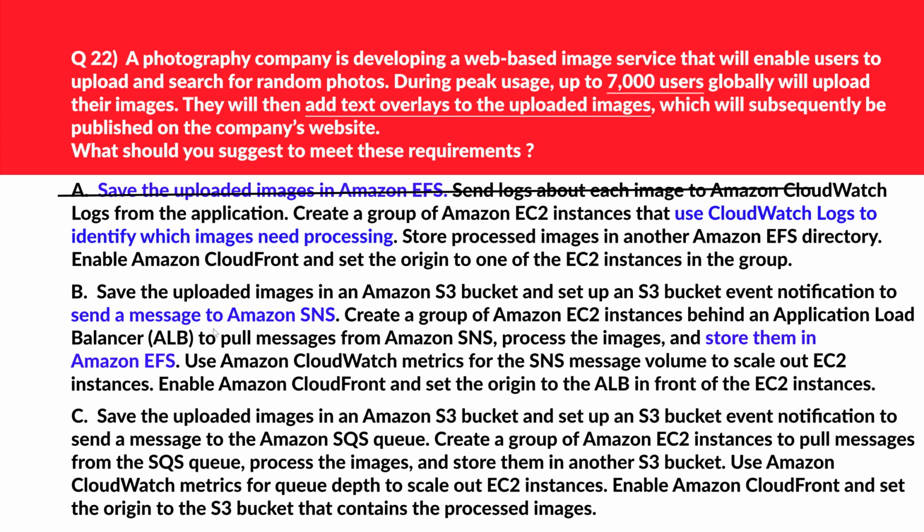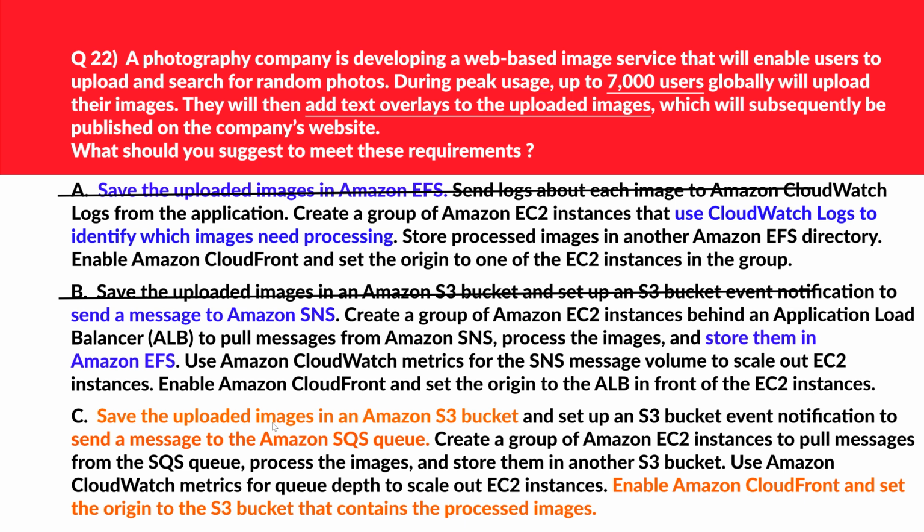Let's move to option B. Option B says send a message to Amazon SNS. So using SNS for messaging is a less suitable use case. SNS is designed for pub-sub messaging and not for passing messages between components in a workflow. And if we read the second part, store them in Amazon EFS, the same reason goes just like option A. Storing the processed images in EFS could be more expensive and less scalable than storing them in S3. Therefore, we'll reject this.